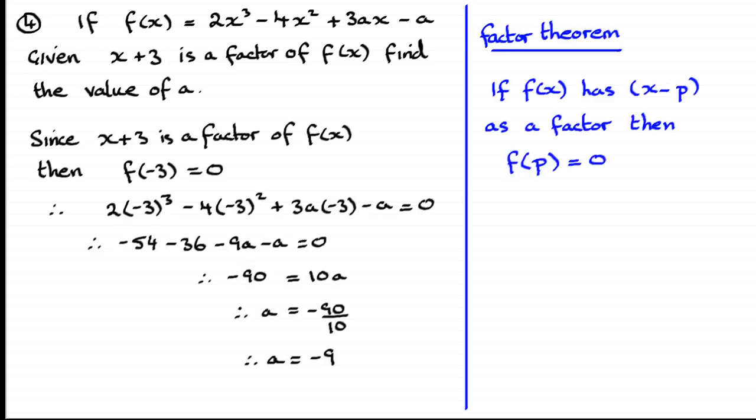Let's just take you through this very quickly. For the factor theorem, you should know that if f of x has x minus p as a factor, then f of p will equal 0. So in this example, my p-value isn't 3, it's negative 3. Okay, so all I need to do is substitute negative 3 into here and set this equation to 0, which, as you can see, is what I've done here.